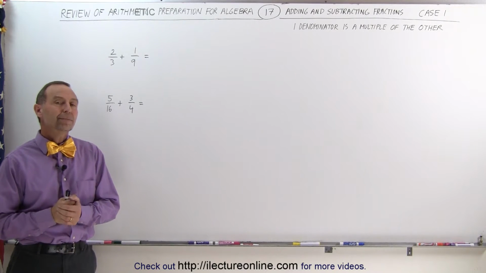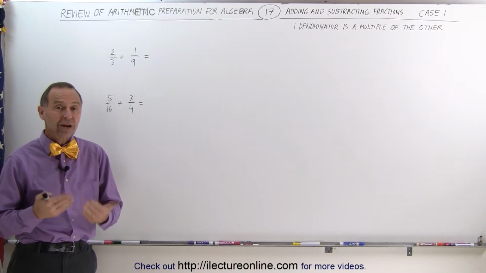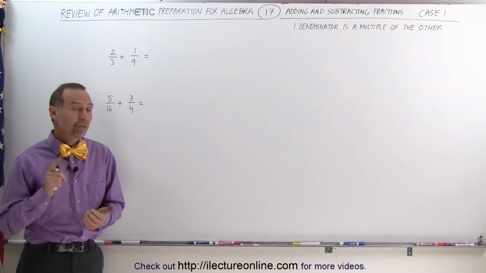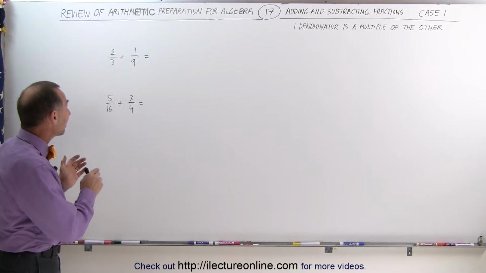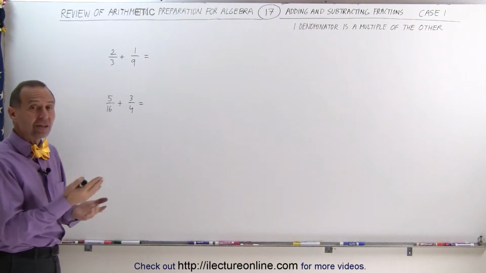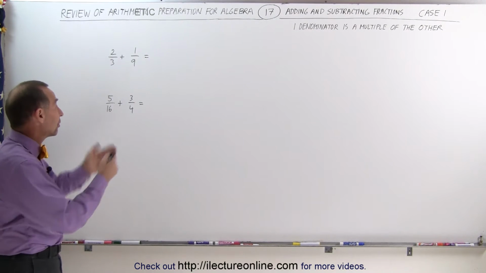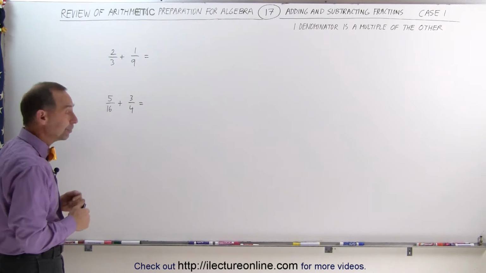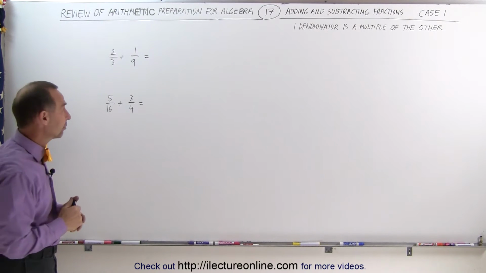Welcome to Algebra Online. In this video we're going to add some fractions together, but notice the first thing you should see is that the two denominators are not the same. So you can't use the technique that we used in the previous video where you simply added the numerators together. You cannot do that here, you'll get the wrong answer.